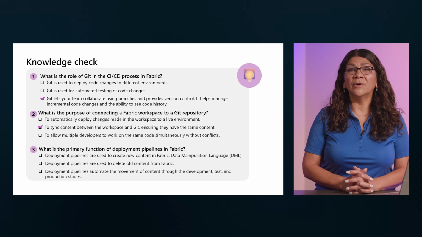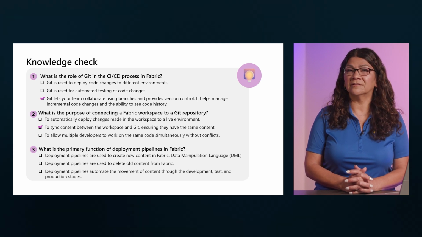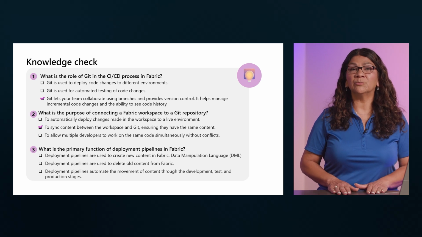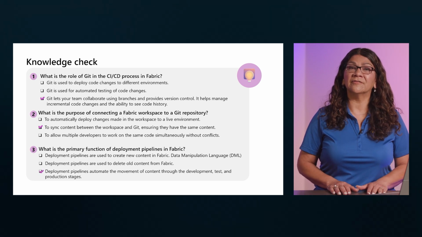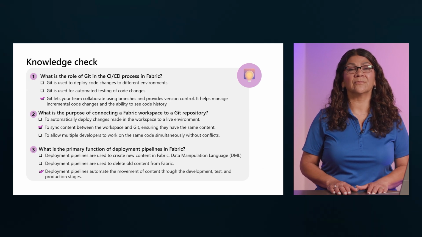Question 3. What is the primary function of deployment pipelines in Fabric? Answer: deployment pipelines automate the movement of content through the development, test, and production stages.